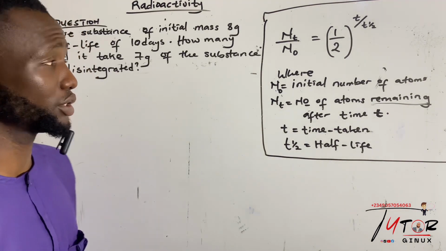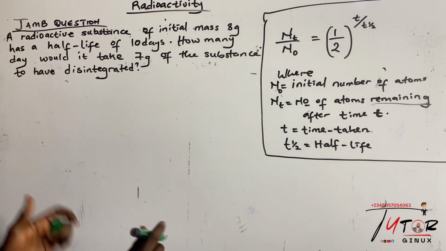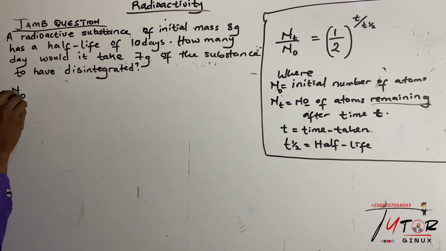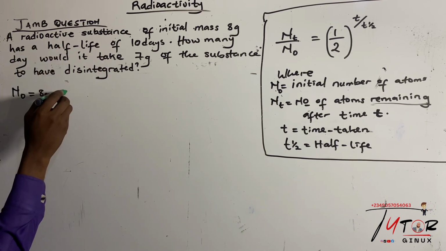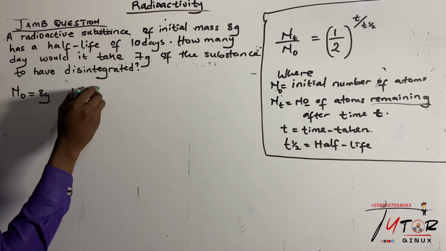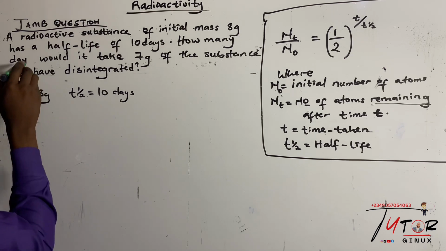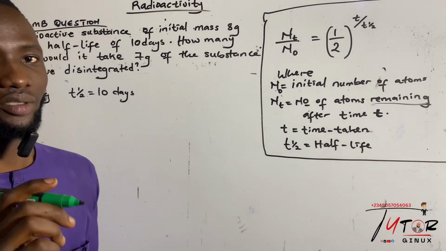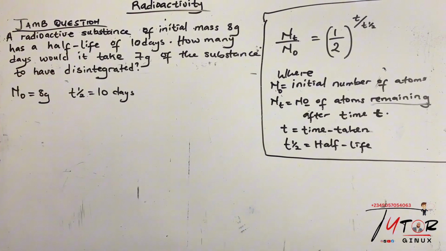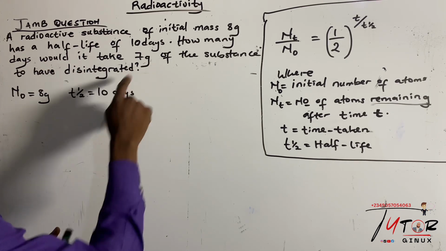So this is another question. A radioactive substance of initial mass, so initial mass, that's the initial number of the atom, that is 8 grams, has a half-life. The T half is 10 days. That's the half-life. How many days would it take 7 grams of the substance to have disintegrated? Please note this part. This kind of question can confuse you. How many days would it take 7 grams to have disintegrated?